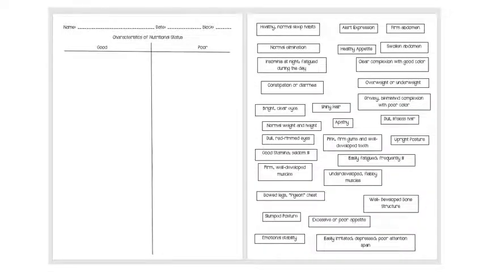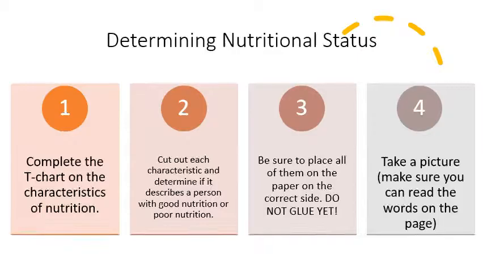Please find the paper entitled Characteristics of Nutritional Status that can be found in your red folder that you received on our in-person learning day. While getting out that paper, you will also want to get out your scissors and a glue stick to help you assemble this T-chart. Once you have your paper and materials ready, please follow these instructions.